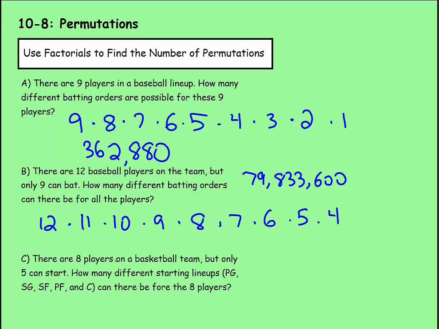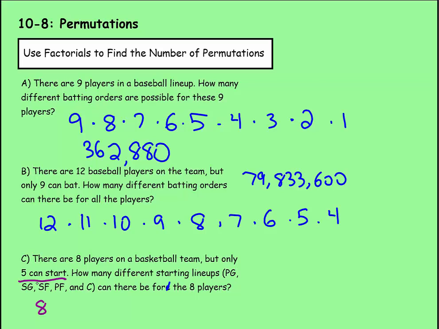There are 8 players on a basketball team, but only 5 can start. How many different starting lineups, point guard, shooting guard, small forward, power forward, and center, can there be for the 8 players? So don't mind that typo. So there's 8 players, but there's only 5 spots. So for that first spot, the point guard spot, he could choose any of those 8 players, meaning that there's 8 people to choose from for the point guard spot.